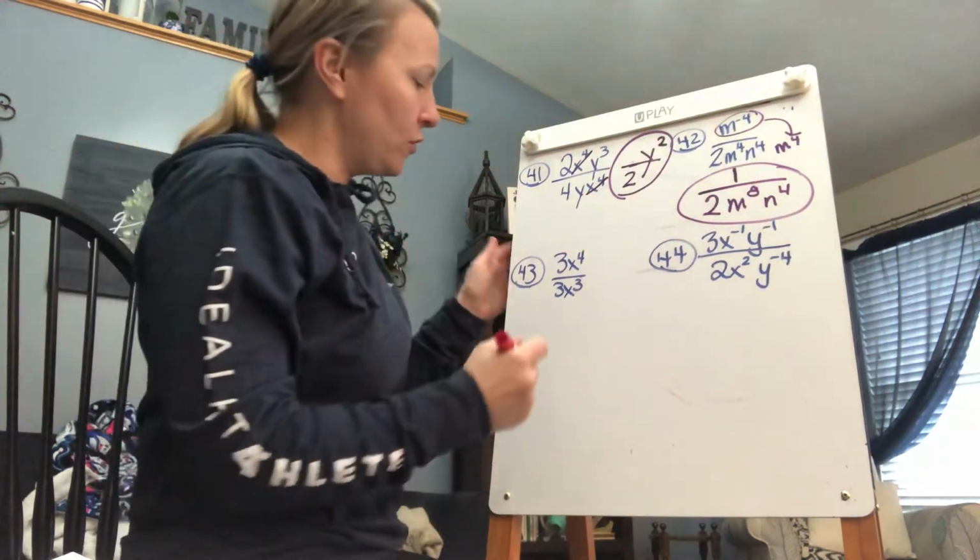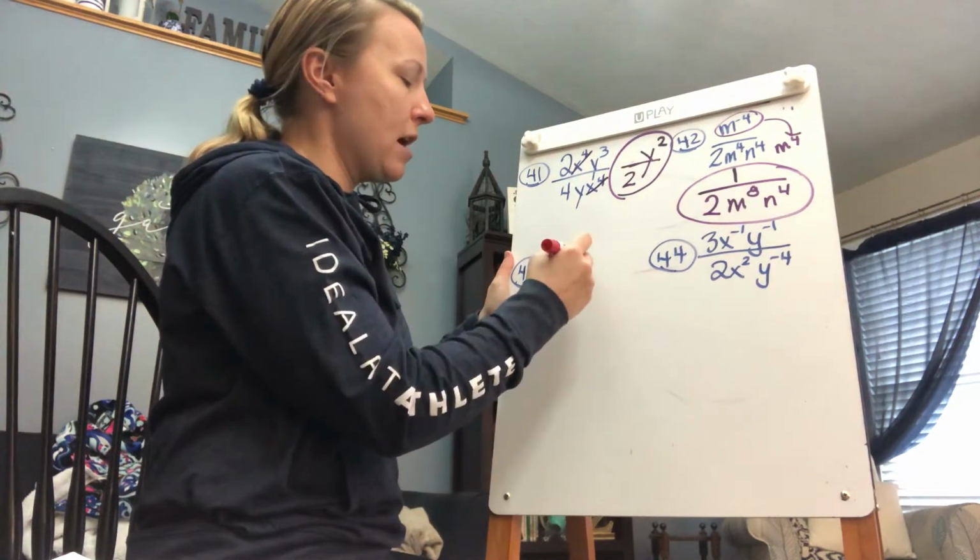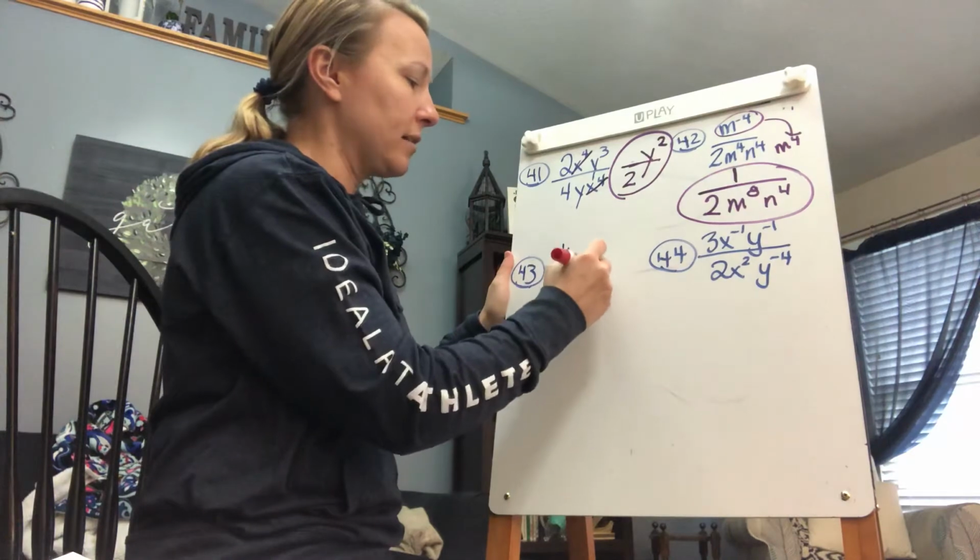43 is kind of like the first half. The 3's cancel out. You've got 4 x's and 3 x's, so 4 minus 3 just gives you x.